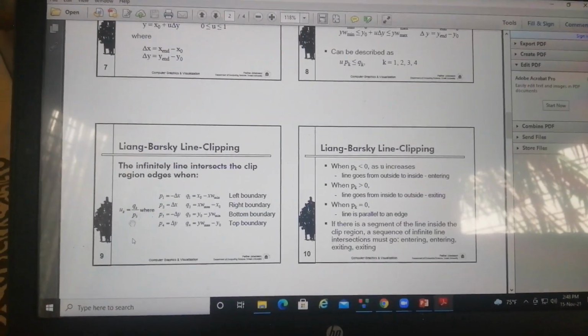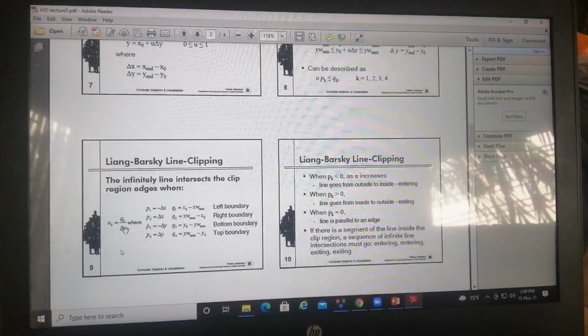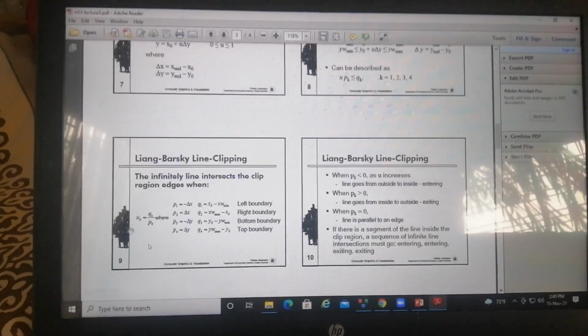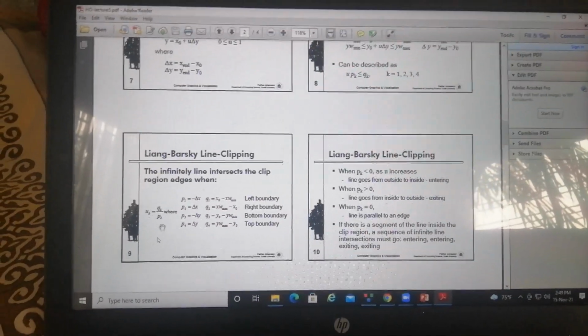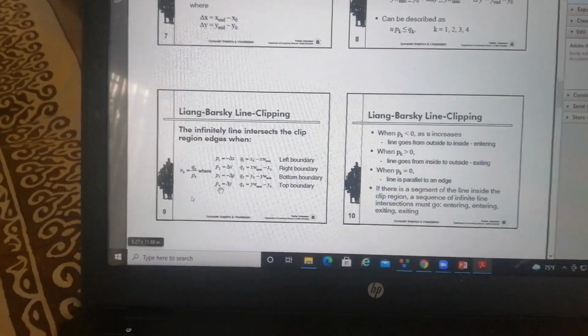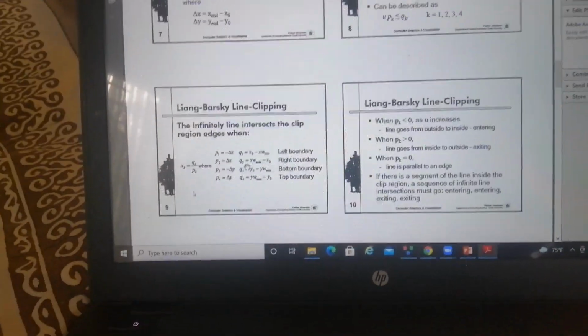Since k is 1, 2, 3, 4, we have 4 p and 4 q. So we need to find the parametric value of u, and depending upon that u, we will decide whether this line intersects the clipping boundary or not. Okay, so how are you going to find it? uk is qk divided by pk, where p1 is minus delta x, p2 is delta x, p3 is minus delta y, p4 is delta y. q1 is x naught minus xw min, q2 is xw max minus x naught, and so on.